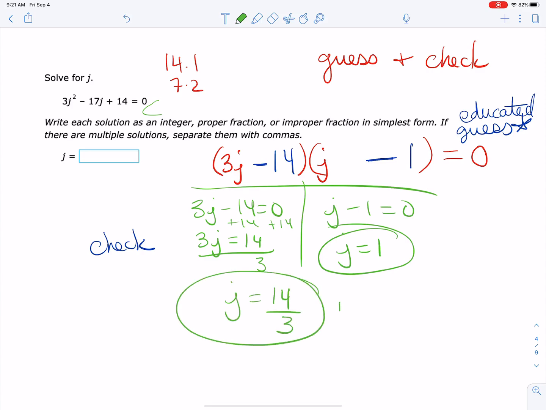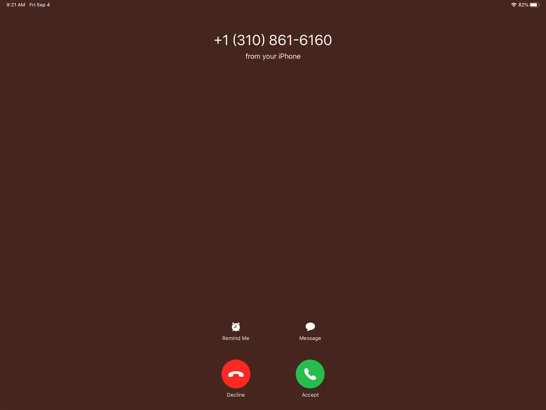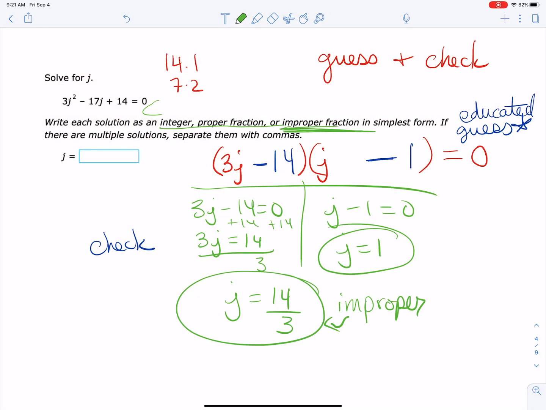I prefer you leave it as an improper fraction, okay? That's pretty standard. Most math teachers like that. That's how they want it too. They really don't want it as a mixed number. And it looks like they don't want a decimal because they're saying integer or proper fraction. So it won't even take a decimal. Don't give it a decimal. So my answer here would be 14 thirds, comma, 1. Again, the order can switch here. It doesn't matter which you put first because they're both correct.